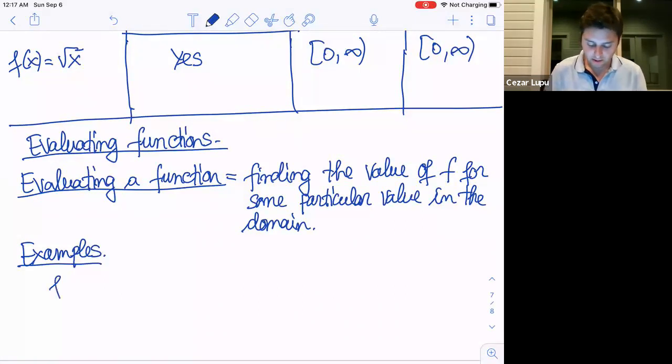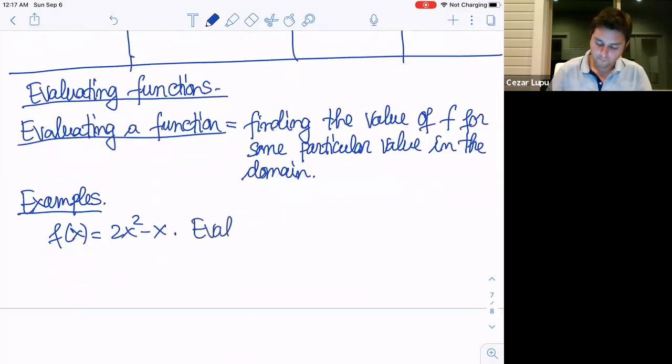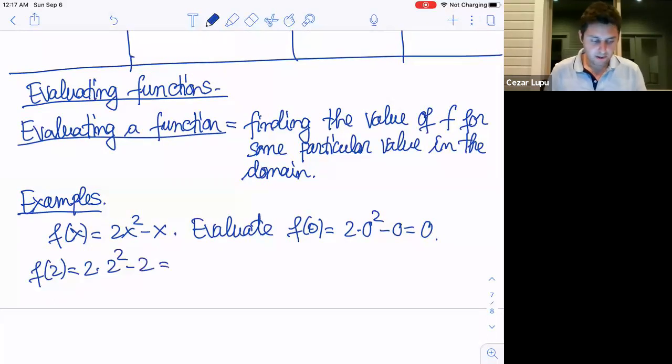Let me just take the function f of x to be 2x squared minus x. Now let's evaluate f of 0. We plug in x equals 0, so it will give you 2 times 0 squared minus 0, which is 0 minus 0, which gives 0. Let's say we want to evaluate f of 2, which gives us 2 times 2 squared minus 2. This is 4 times 2, which is 8, minus 2, which gives us 6.